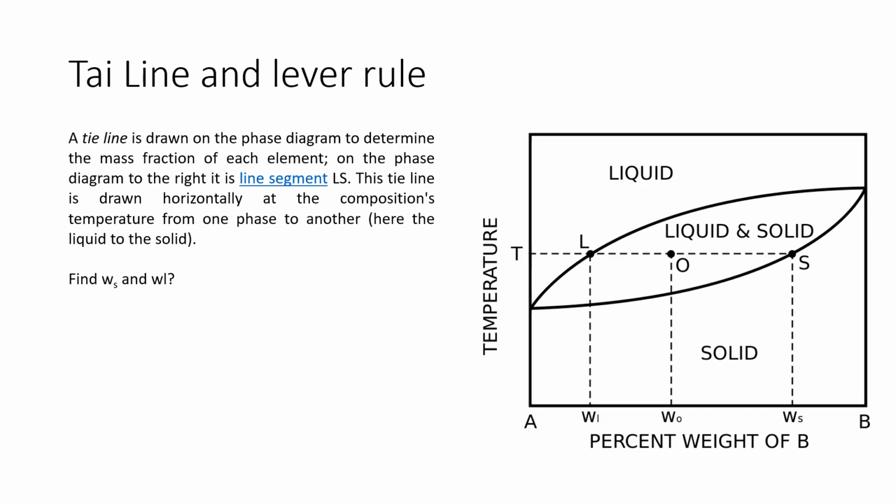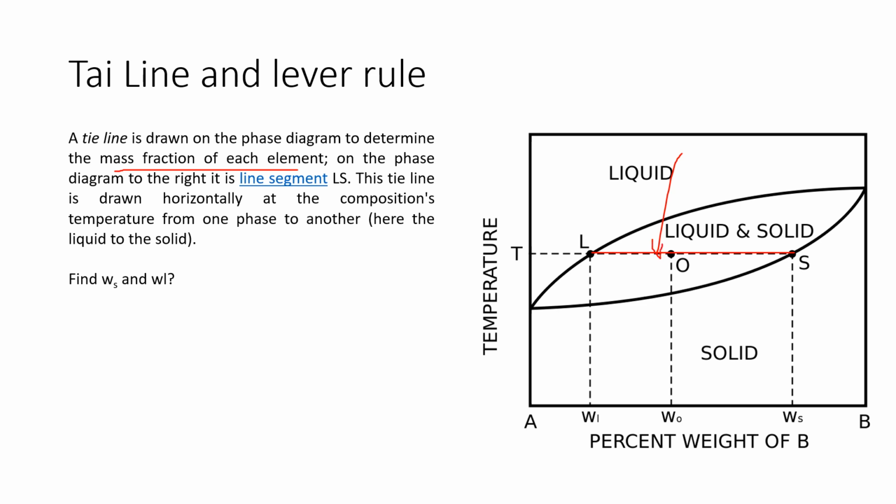Tie line and lever rule. Let's do the home assignment over here. A tie line is drawn on the phase diagram to determine the mass fraction of each element. On the phase diagram, to the right is the line segment, the line segment L to S. This is the tie line.